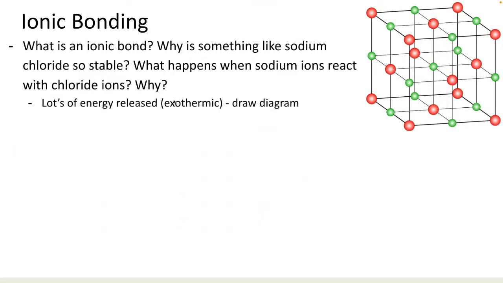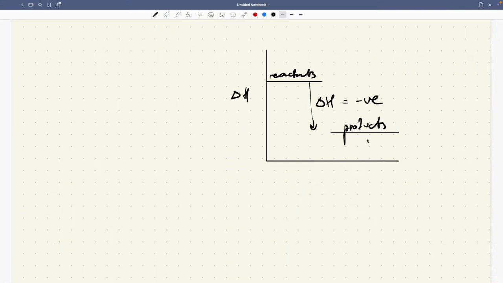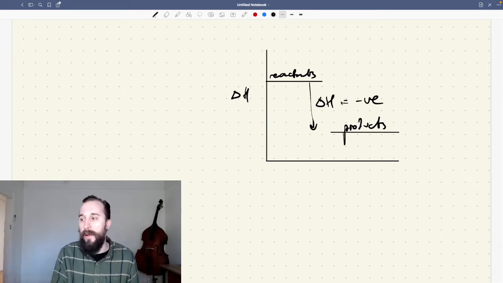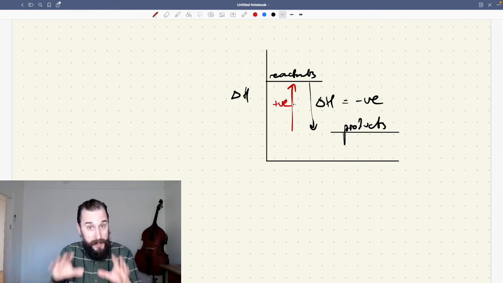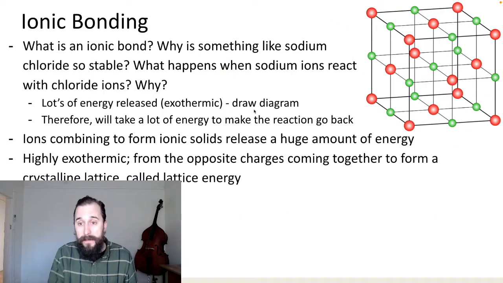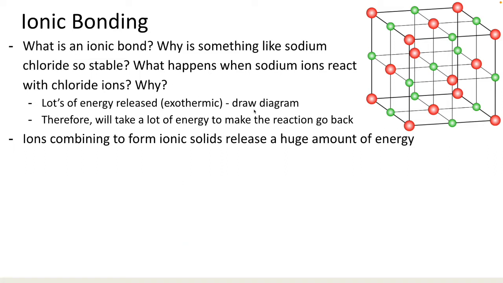So we can think about why these lattices are so stable by thinking about going in the reverse direction. If we go from the reactants to the products, to get the lattice, and then reverse that back into the ions, well, if we've released a lot of energy going in one direction, going back in the opposite direction means that we're going to have to supply energy. We're going to have a positive ΔH where we supply lots of energy into the system. So as a result, if you've got to supply lots of energy to break something apart, it means that it's going to be pretty stable. Hopefully you agree with me there.